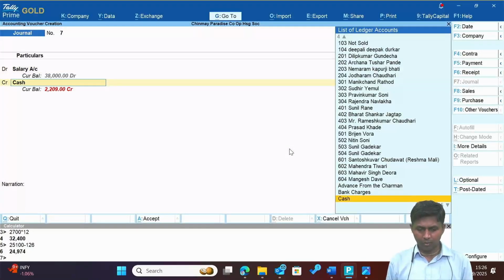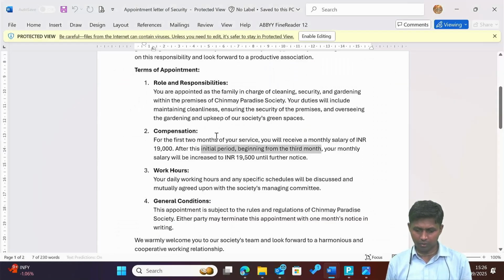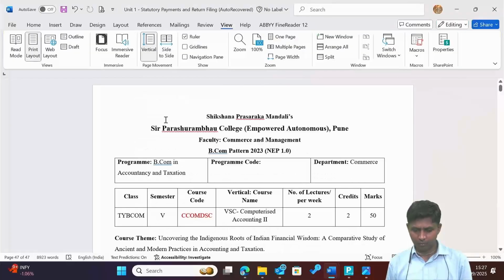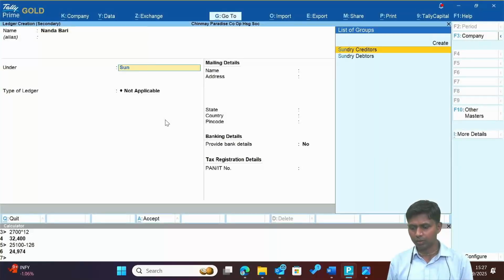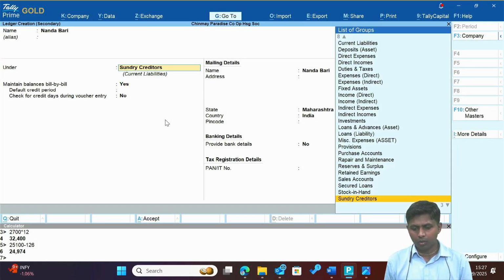Say 19,000. And then we'll find this party frequently. Therefore create the ledger. Now here, what is the name of the appointed employee? Write the name of the appointed employee. And this is what? This is your salary creditors. Or under current liability also you can open. Or if you want to activate the payroll, you are most welcome. There, you can create the employee from the contract.